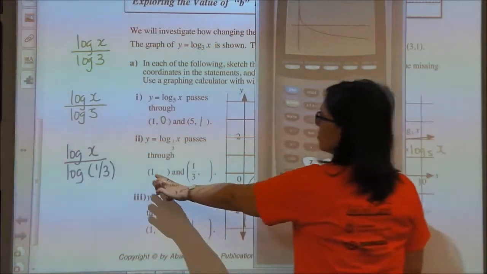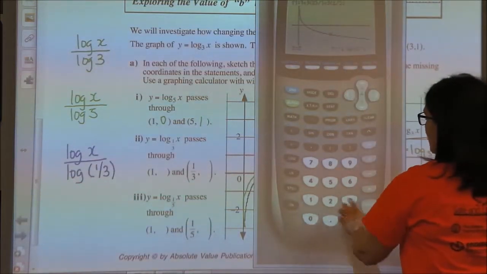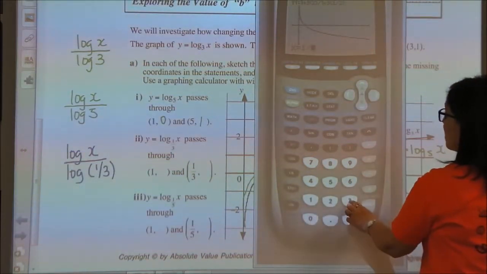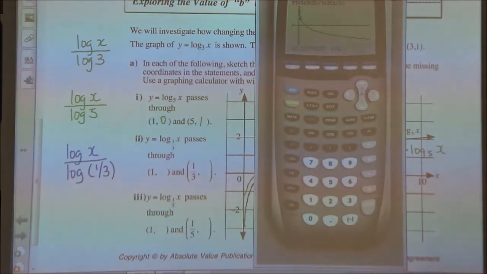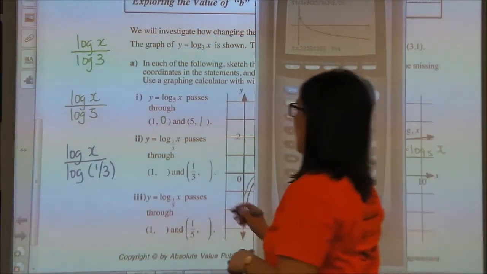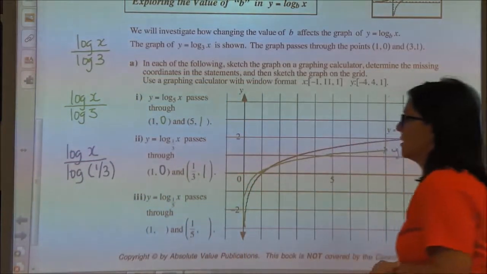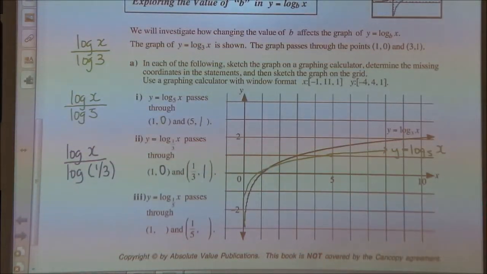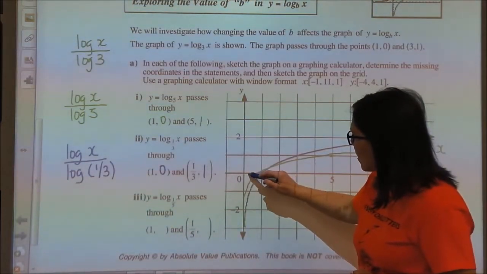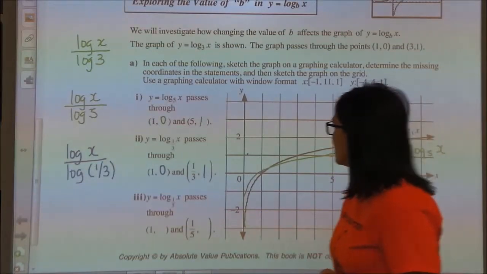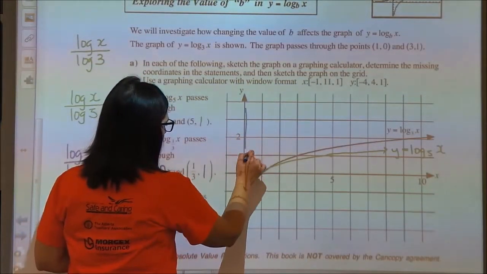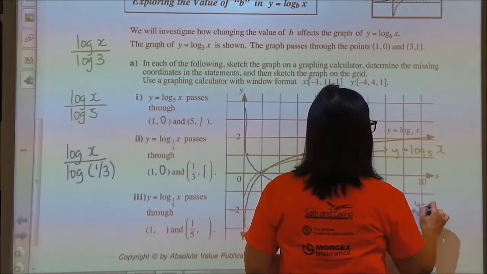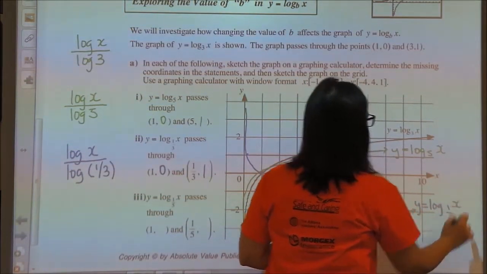If I type in my 2 x values, trace, when x equals 1, I get 0. And when x equals 1/3, which I can type in as 1 divided by 3, and press enter, I get that y equals 1. So I get (1, 0) and (1/3, 1). If I graph these 2 points, here's my (1, 0), and then my 1/3, so when x equals 1/3, y equals 1. So this graph looks like this. This is my y equals log base 1/3 of x.